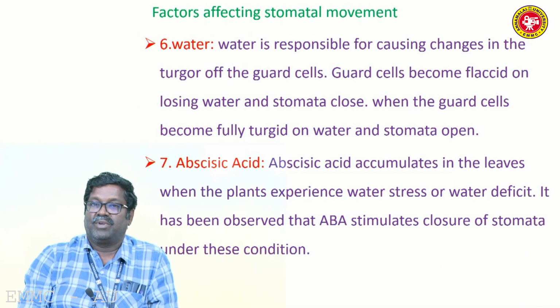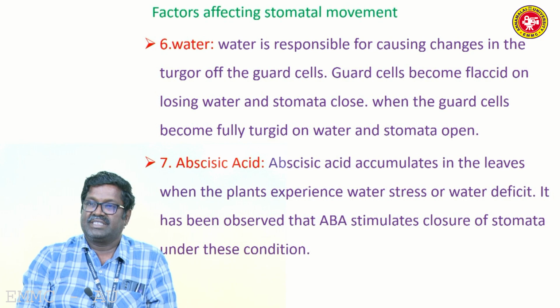The sixth factor is water. Water is responsible for causing changes in the turgor of guard cells. Guard cells become flaccid on losing water and stomata close. When the guard cells become fully turgid on gaining water, stomata open. And the seventh factor is abscisic acid. Abscisic acid accumulates in the leaves when the plants experience water stress or water deficit. It has been observed that ABA stimulates closure of stomata under these conditions.